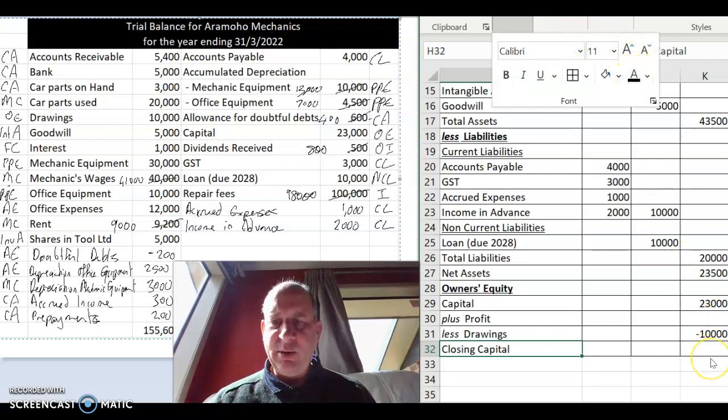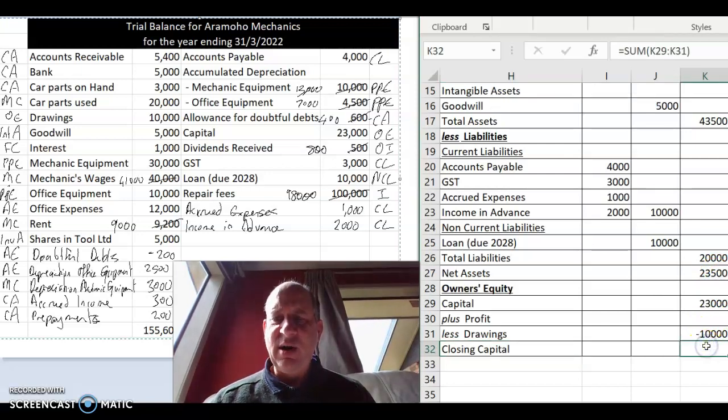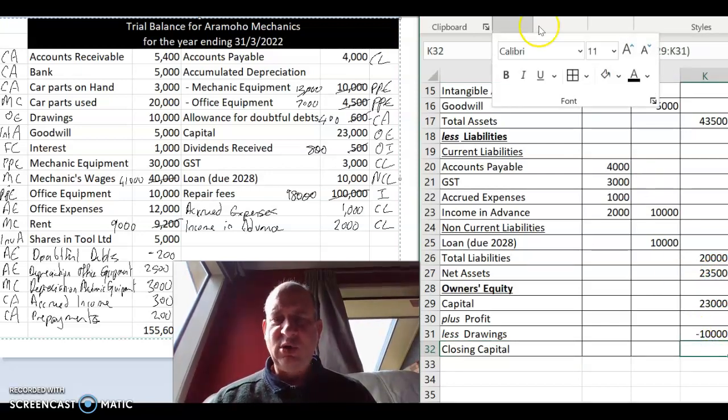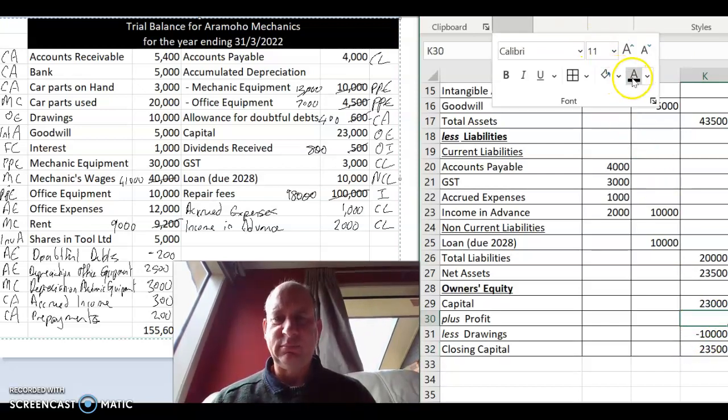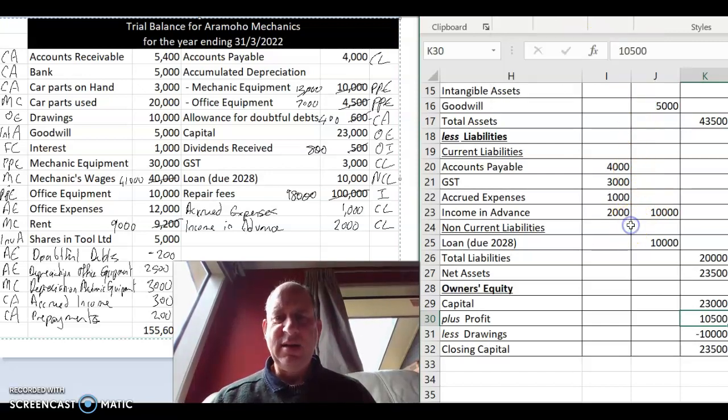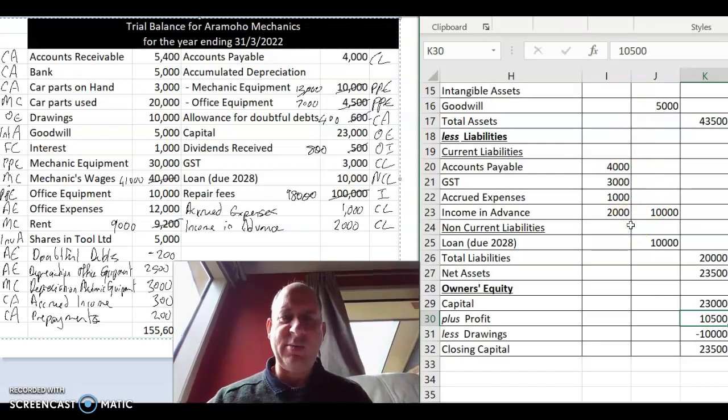Now we know our closing capital because our closing capital has to balance with our net assets. So we can type in, or you'll write in, your 23,500 there. So that allows us to calculate what our profit is. So 23,000 minus 10,000 is 13,000. What do you have to add to 13,000 to get 23,000? And that'll give you your profit figure. And that's done. Well done, my friend. Done a great job on that.